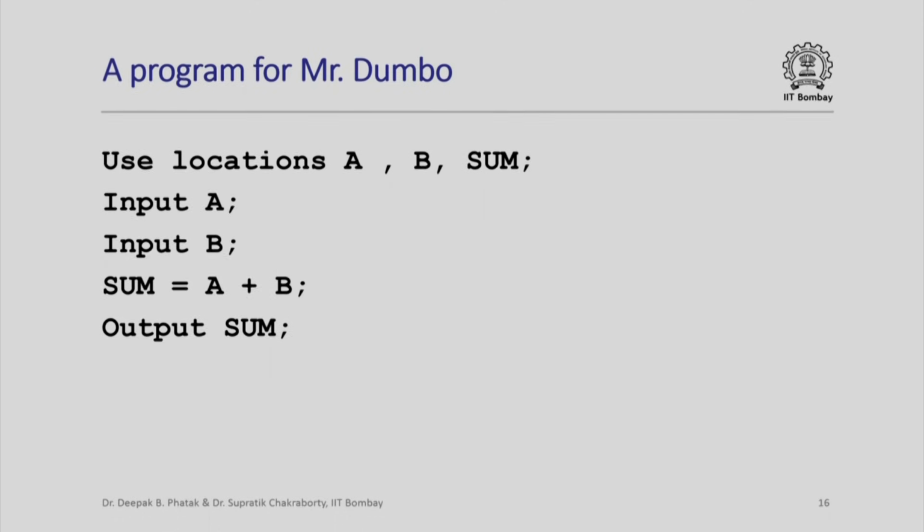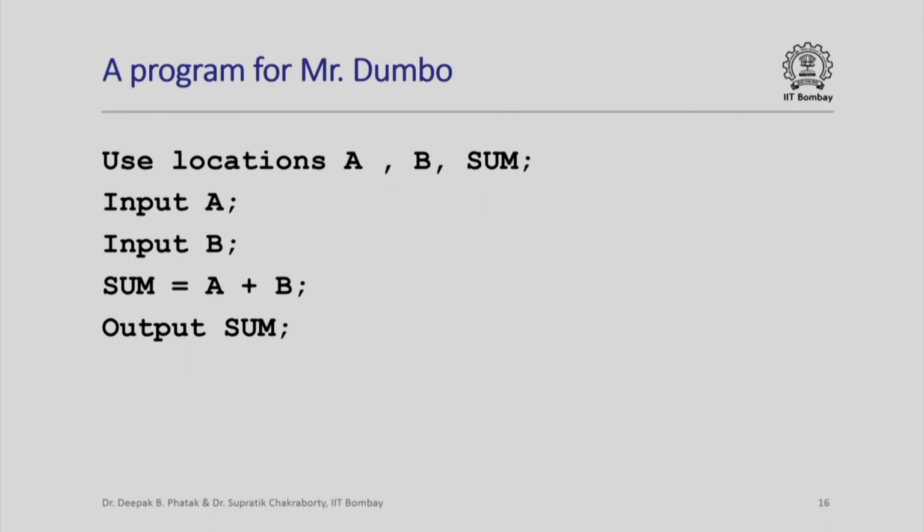Here is a program for Mr. Dumbo. Use locations A, B, sum; input A; input B; sum is equal to A plus B; output sum; Why do I write semicolon here? I could have written a full stop, I need not have written anything.